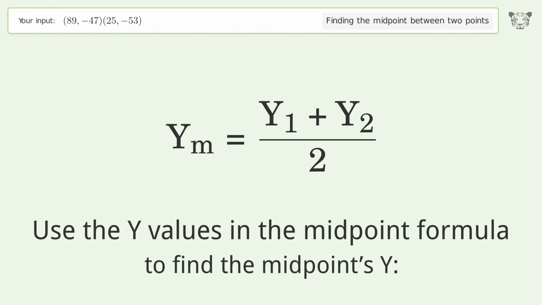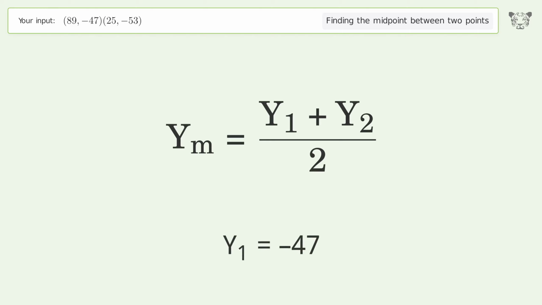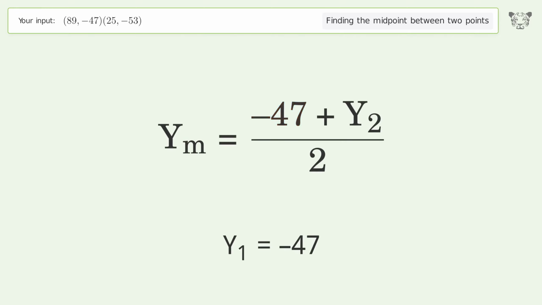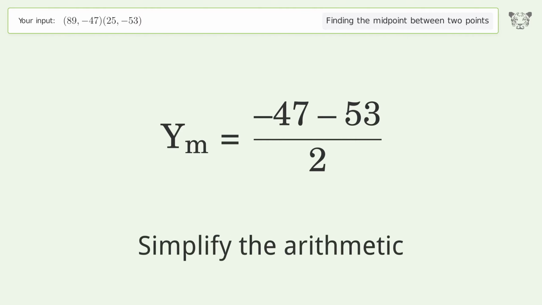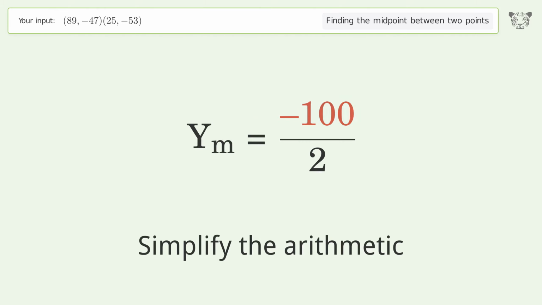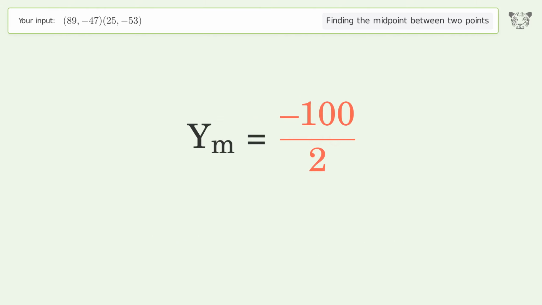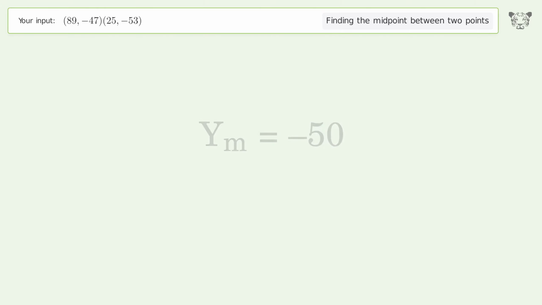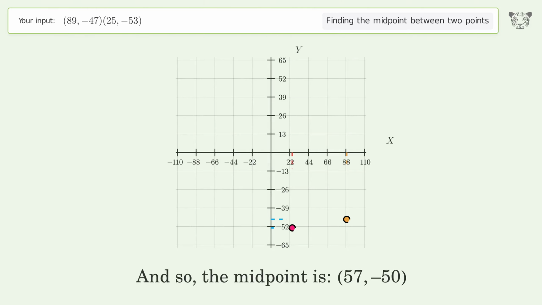Use the y values in the midpoint formula to find the midpoint's y. y1 equals -47. y2 equals -53. Simplify the arithmetic. And so, the midpoint is 57, -50.